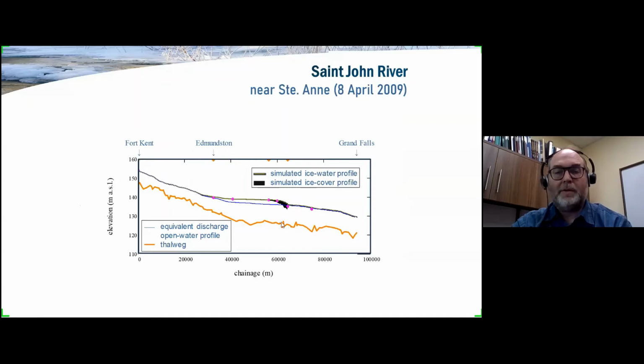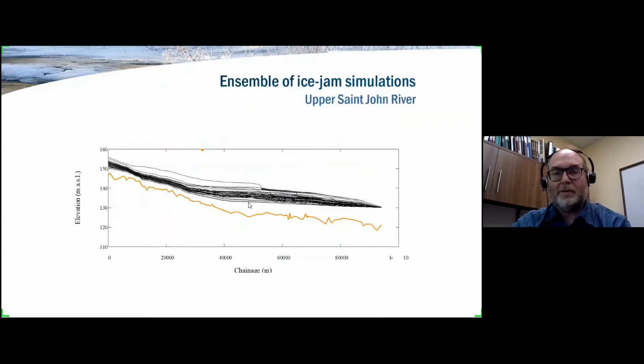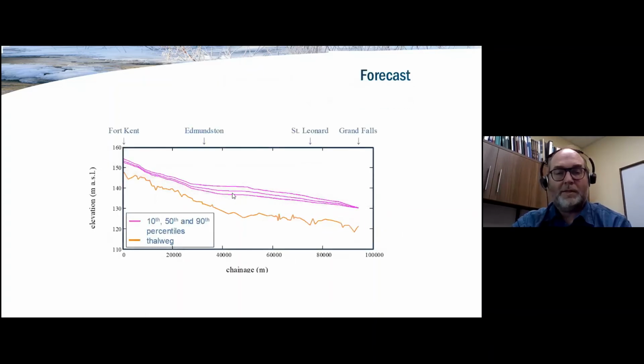This is also on data that was previously collected by Spiros Beltos from Environment Canada. He's helping us a lot on this ice jam research for the St. John River because of his experience with it. And here too, now an ensemble of ice jam simulations, which can then be translated to a set of percentiles as well.